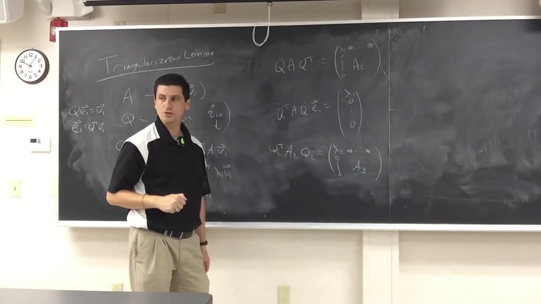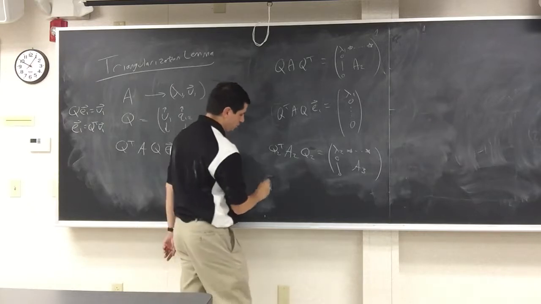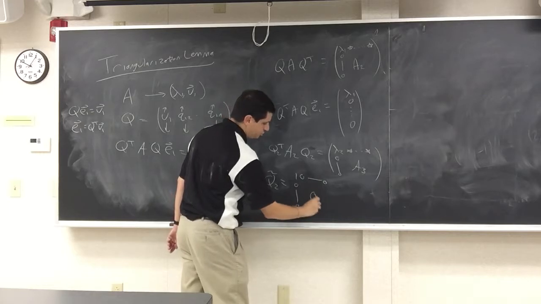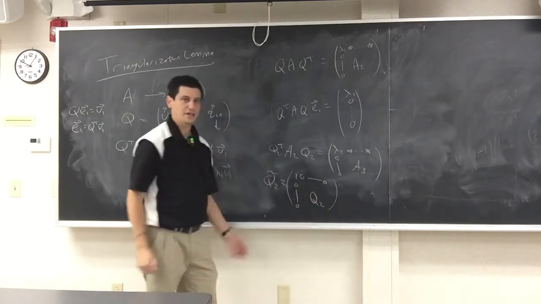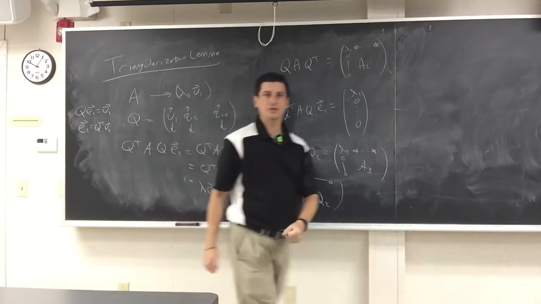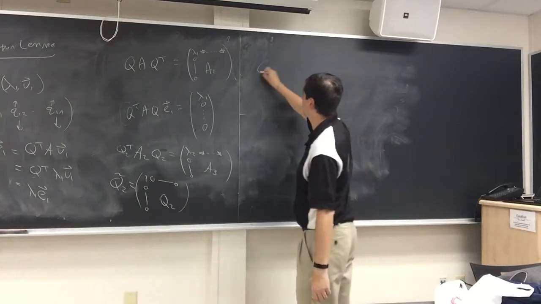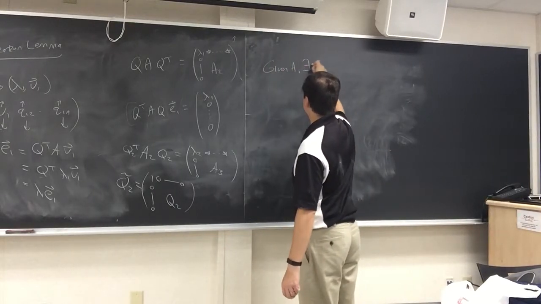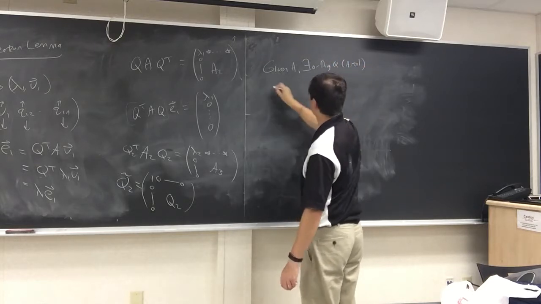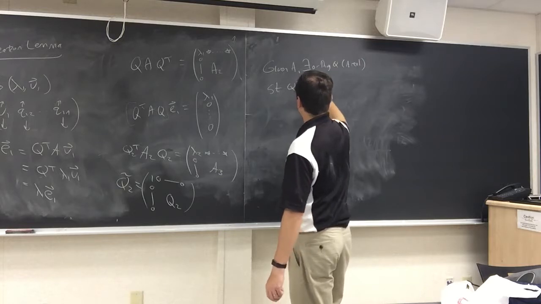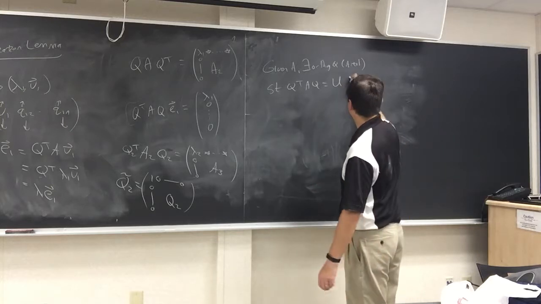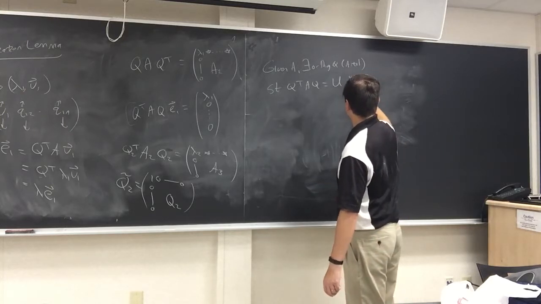Then we can just bump Q2 up to a larger matrix, Q2 tilde, which would be 1, zeros like this, and then just shove Q2 in like that. Then we can have this act on the original matrix. At the end of the day, we get an upper triangular matrix. And so the result is, given A real, there exists an orthogonal Q such that Q transpose A Q is upper triangular.